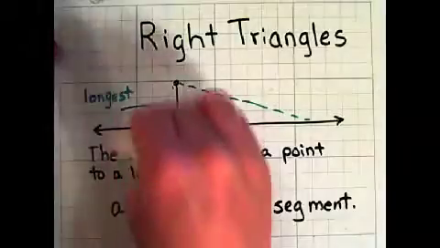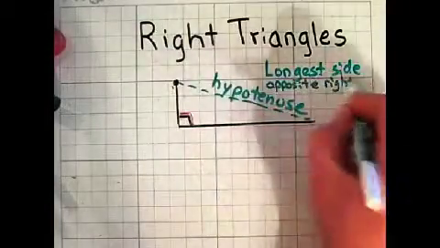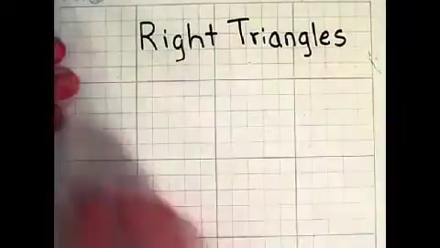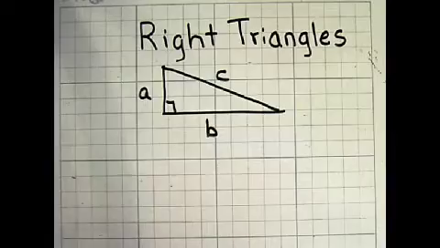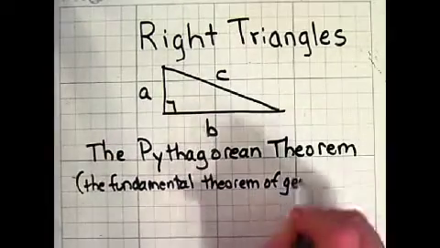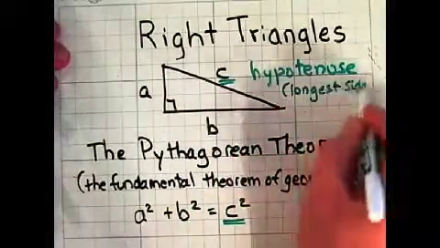And of course, if it's the longest side, then it's going to be what's called the hypotenuse, or the opposite side of the right triangle, of the right angle. The other two sides in a right triangle are called legs. Now, all of this works together with the Pythagorean Theorem, which some people call the fundamental theorem of geometry. A squared plus b squared is c squared, where c is the hypotenuse, or the longest side.